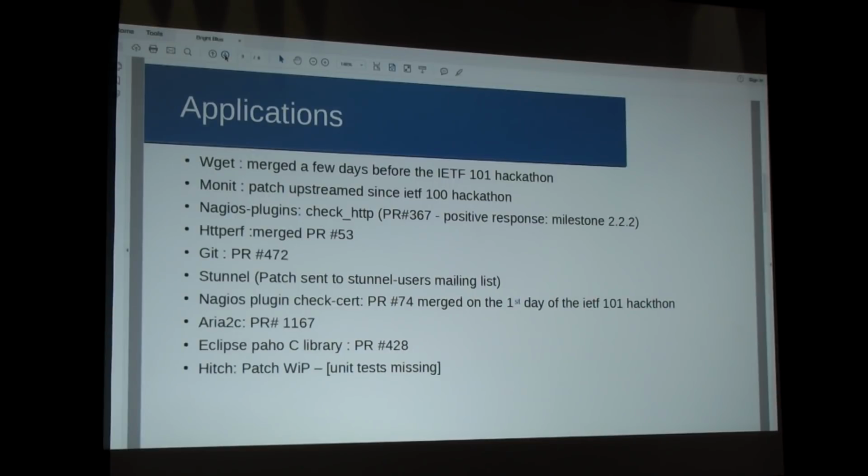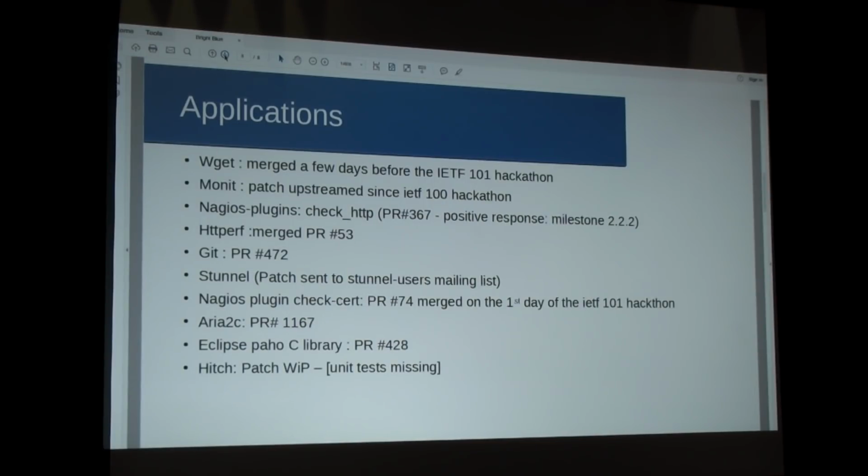Okay, so this is what we got done. wget was done just a few days before the IETF 101 hackathon. Monit was done since the IETF 100 hackathon. This time we just did a test with the latest OpenSSL release. The Nagios plugin check_http pull request was reviewed positively, and it's going to be in the next release. httperf pull requests were already merged. Nice thing is that now with Git, you can specify that you want TLS 1.3. And something that I didn't mention also is Mercurial. For STNL, the patch has been sent to the mailing list. And then there's another Nagios plugin, check_cert, which was merged on the first day of the hackathon.